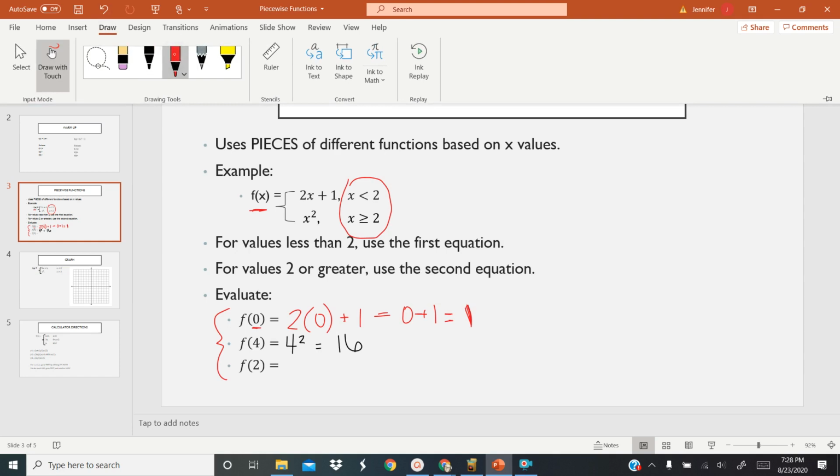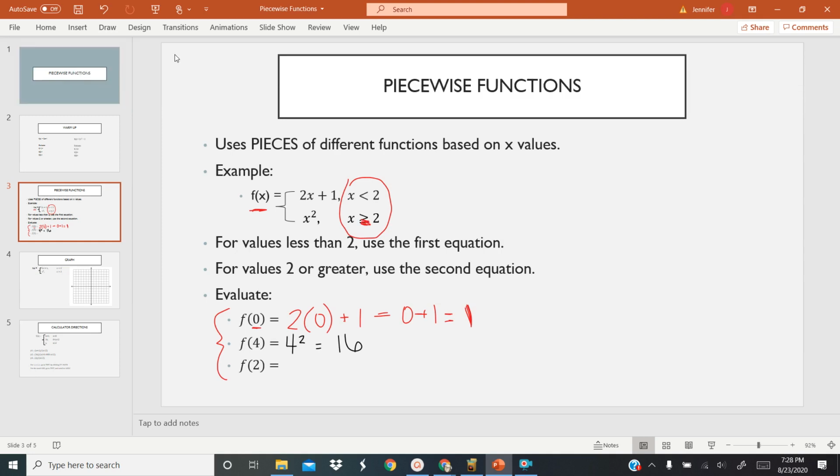The last one we're going to evaluate is f of 2. That means you plug 2 in for x. Since the second equation has that little equal to line, that's the equation we use whenever you have a 2. So if your number is the number where it breaks between the two intervals, just look for the interval with the equal to line in it. So we use the second equation, x squared. You just do 2 squared, and 2 squared is 4. So that's how you evaluate these. That shouldn't be too bad.